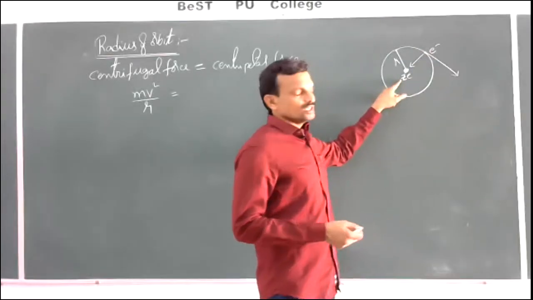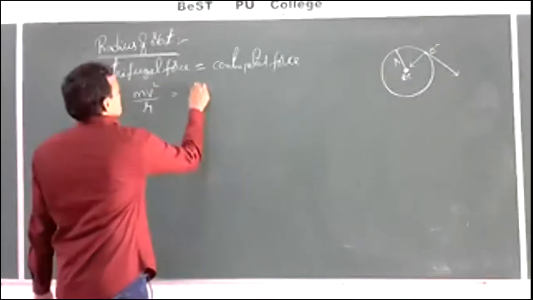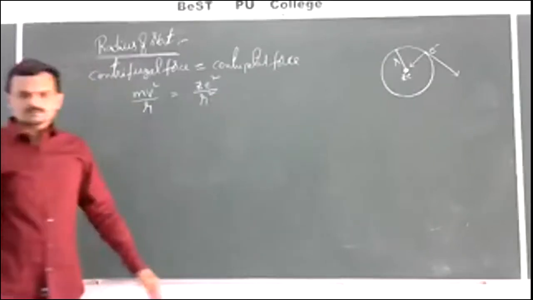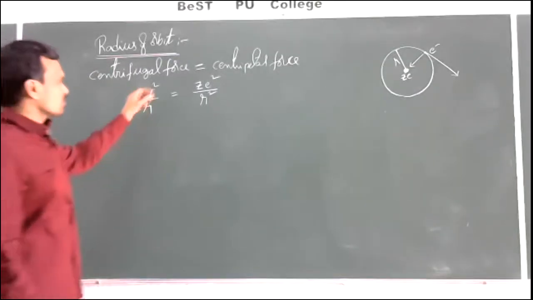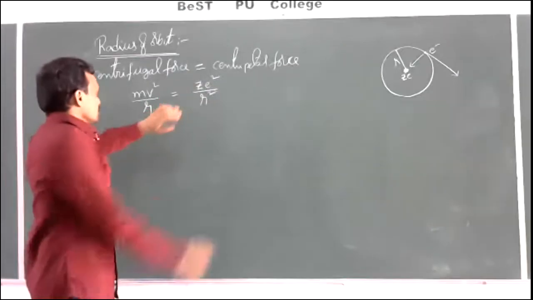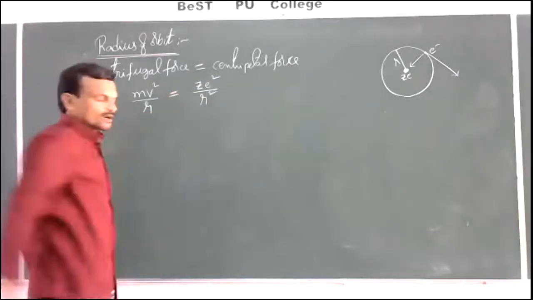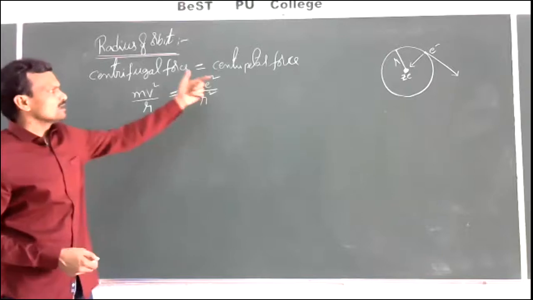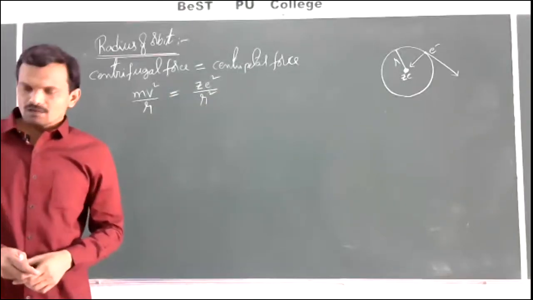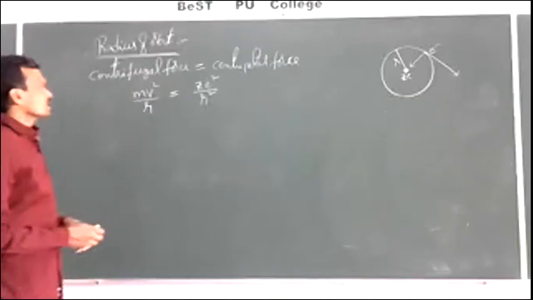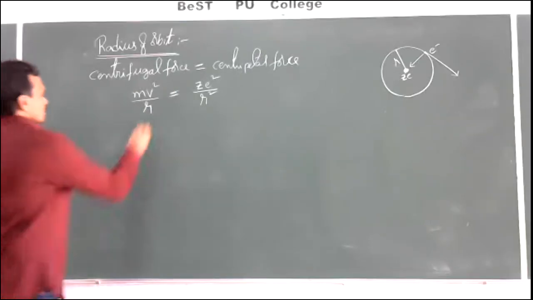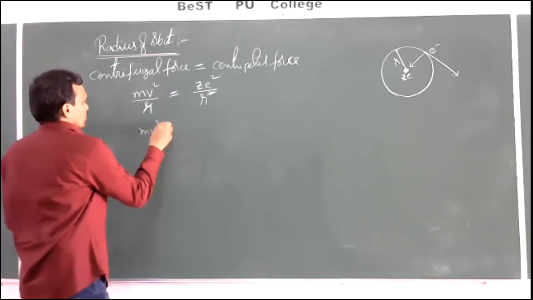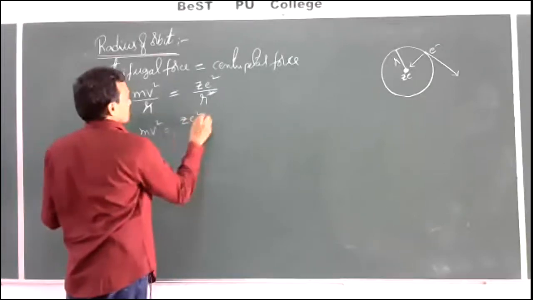Q1 is Ze, and Q2 is e. The product of these two is Ze square by r square, as per Coulomb's inverse square law. So Ze into e by r square is the centripetal force. Now these two forces are equal. Here r and r get cancelled, then we get mv square equal to Ze square by r.